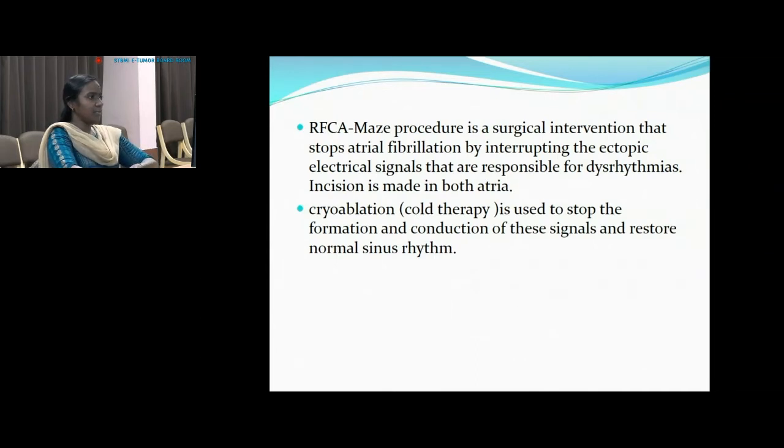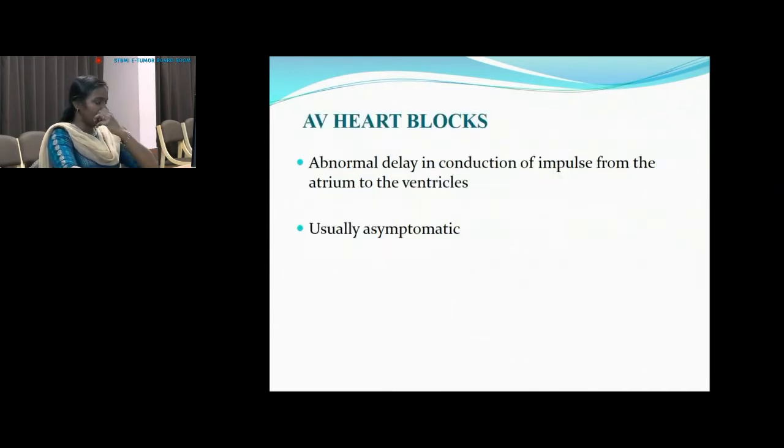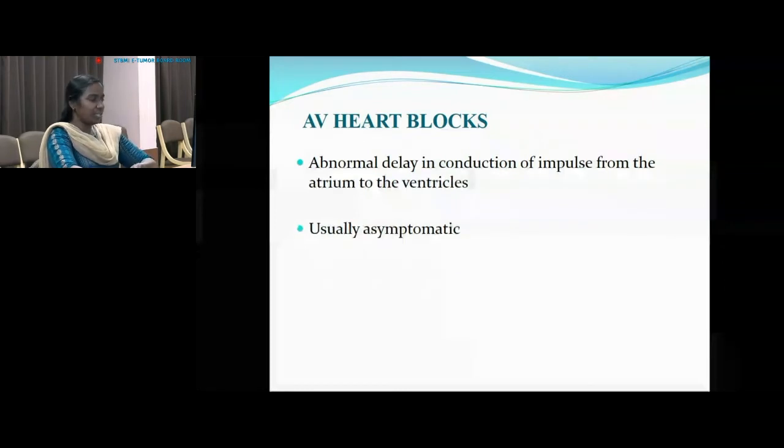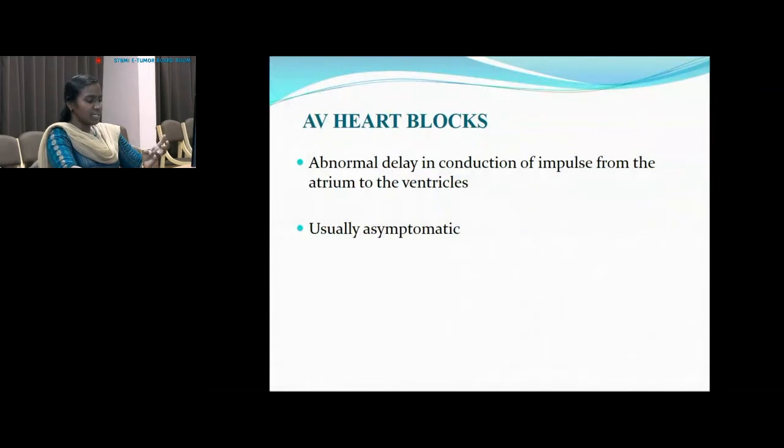And the next one is heart blocks, atrioventricular blocks. So far we have dealt with atrial dysrhythmias: sinus tachycardia, sinus bradycardia, PAC and PSVT, and last we saw atrial flutter and fibrillation. Next, atrioventricular heart blocks. See here, it is an abnormal delay. What is an AV heart block? There is a delay in conduction of impulses from the atrium to the ventricles. That is AV heart block.